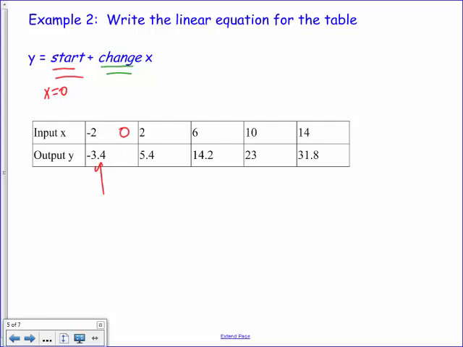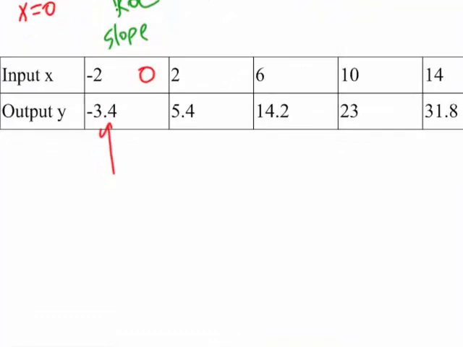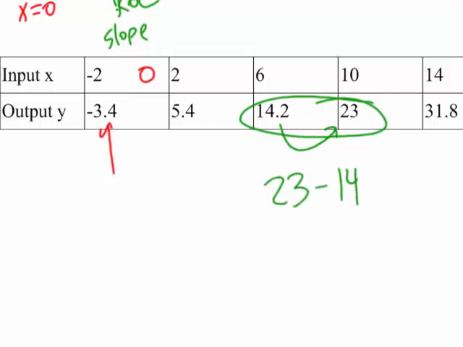Let's maybe find the change first. So how do I find the change? Well, the change is the same thing as the rate of change, or the slope. They're all the same thing. And how do we do that? Find the change in your output. It doesn't matter which two you grab. So let's say I want to grab these two. So I find out how much it changes. So I need to take that 23 and subtract the 14.2.